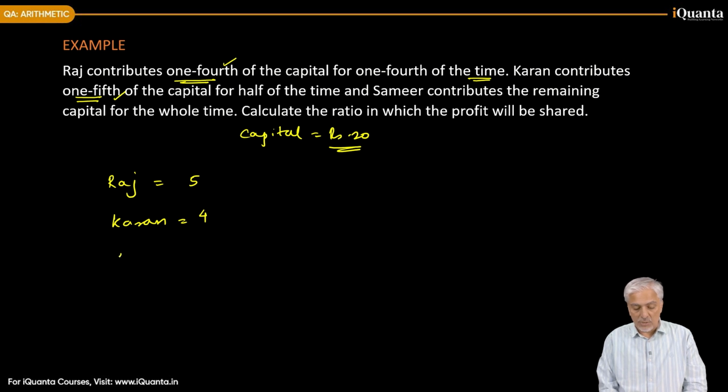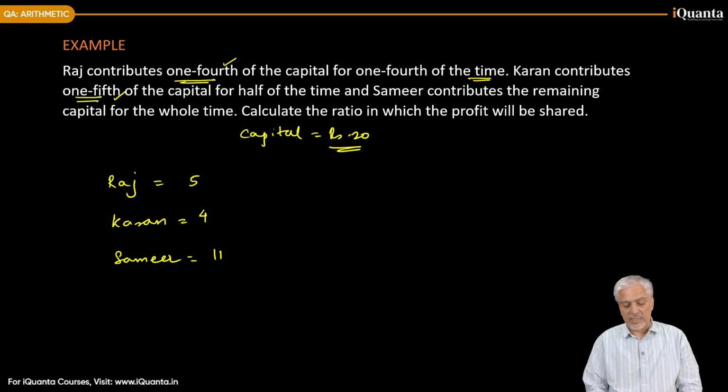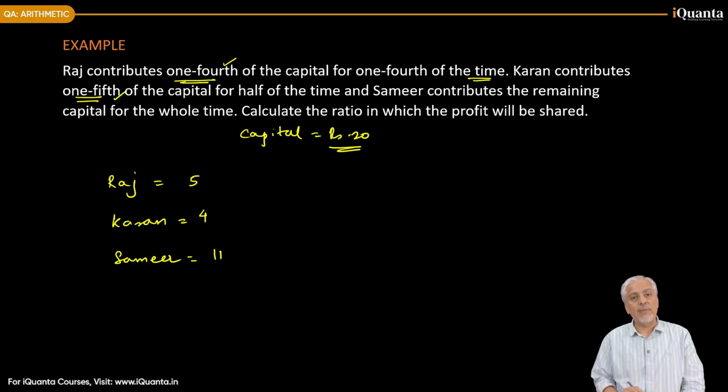And Samir contributes the balance. So Samir will contribute 11 rupees because 20 was needed, 5 and 4 was 9. So remaining will be 11. Now, let's go ahead further.